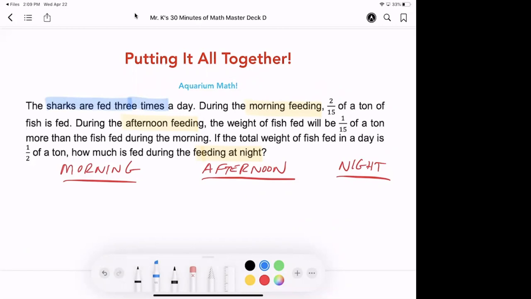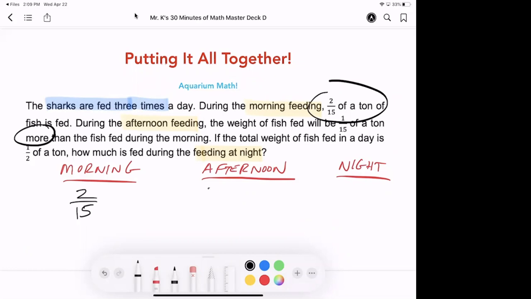In the morning feeding, they get 2/15 of a ton of fish. So morning, 2/15 of a ton. During the afternoon feeding, the weight of fish fed will be 1/5 of a ton more than the fish fed in the morning.